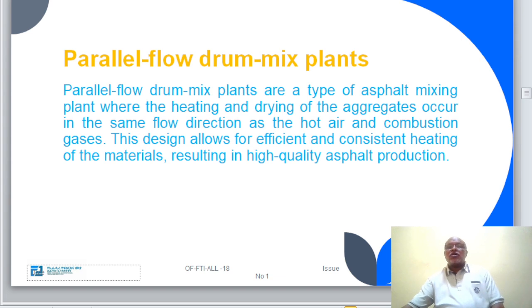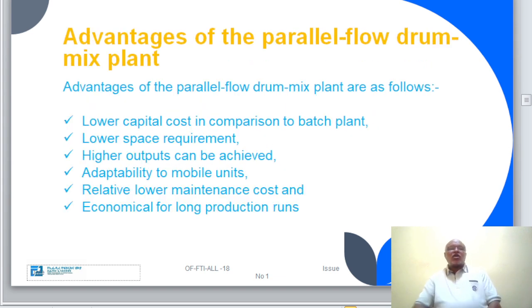Let's see the advantages of the parallel flow drum mix plants. They are as follows: lower capital costs in comparison to batch plants, lower space requirements, higher output can be achieved, adaptability to mobile units, relatively lower maintenance cost, and economical for long production runs.